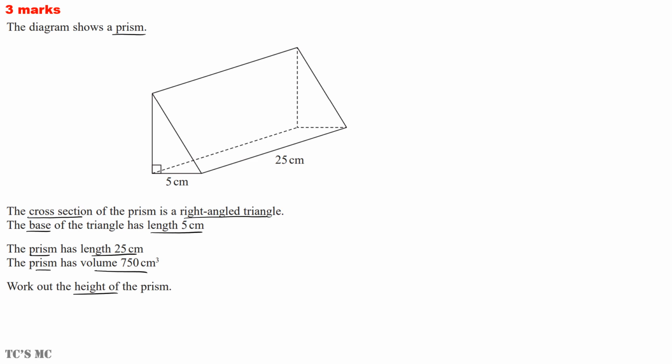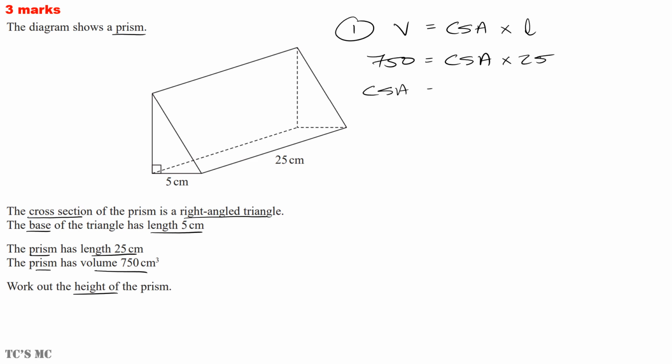Let's start with what we know. So for step 1, let's start with the volume. Volume of a prism is cross-sectional area multiplied by length. In this case, that is 750 is equal to the cross-sectional area, which we do not know, multiplied by 25. To work out the cross-sectional area, we need to do the inverse, so 750 divided by 25. We end up with 30. Now we have 1 mark.